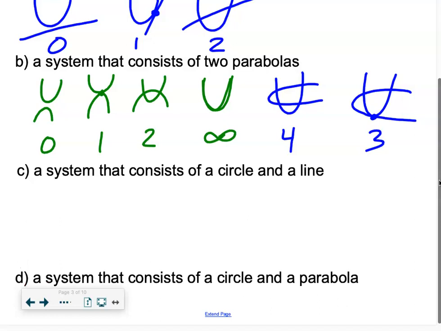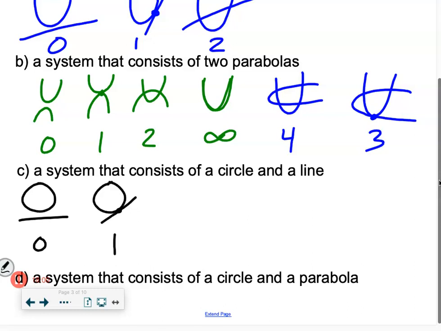All right, circle and a line. Group C. Okay. So what's the least number? 0. Okay, what's next? 1. How do you get 1? Just touches it tangentially. Okay, yes.